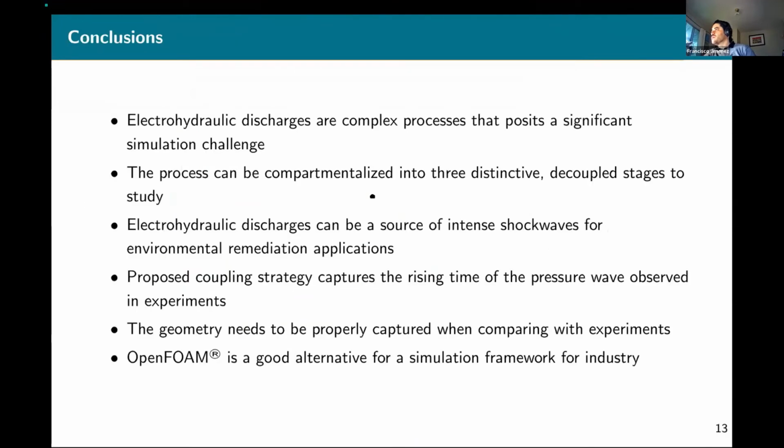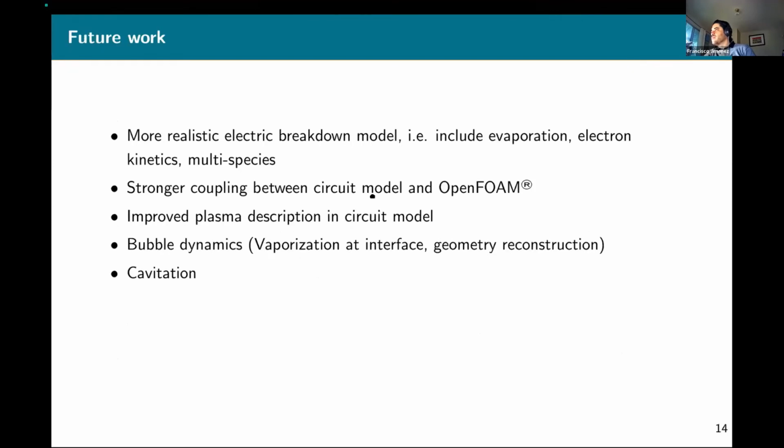As a conclusion, electrolytic discharges are complex to simulate. Our proposed coupling strategy is good enough to capture the rising time of the experiments, but we still need a little bit more work on it. And finally, this is what we're working on next.